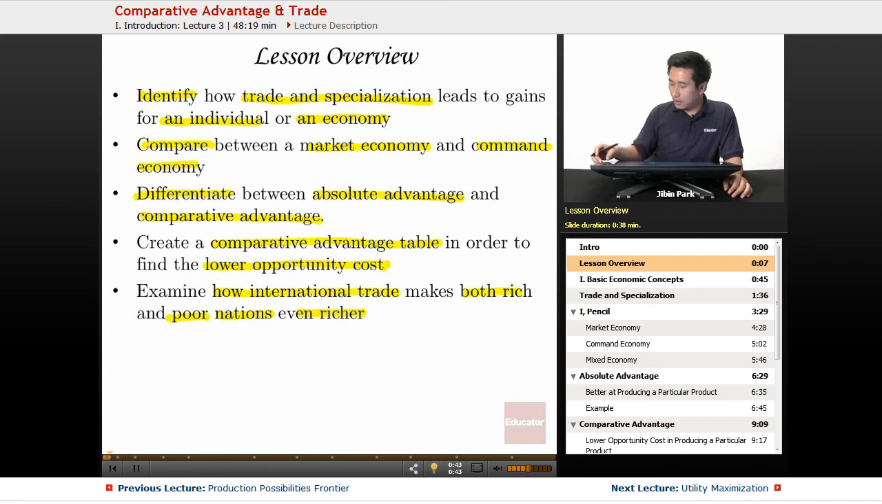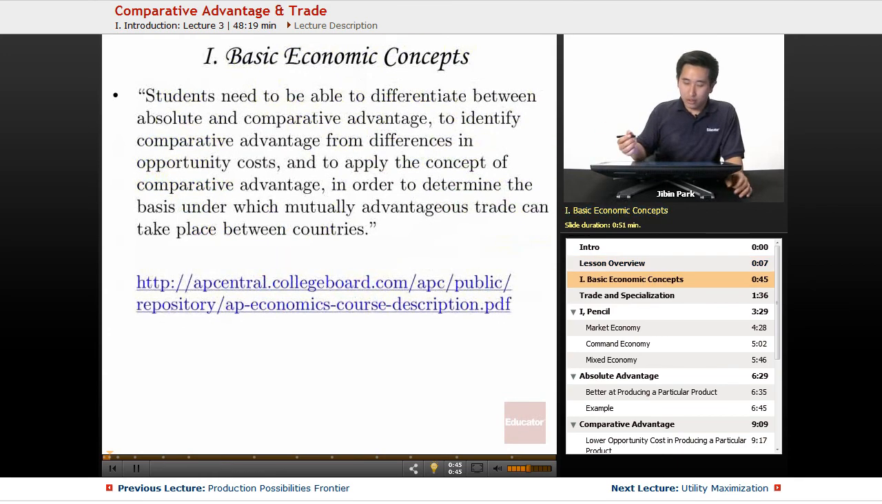So let's move right along here. The basic economic concepts found in the College Board syllabus are that students need to be able to differentiate between absolute and comparative advantage, to identify comparative advantage from differences in opportunity costs, and to apply the concept of comparative advantage in order to determine the basis under which mutually advantageous trade can take place between countries here.